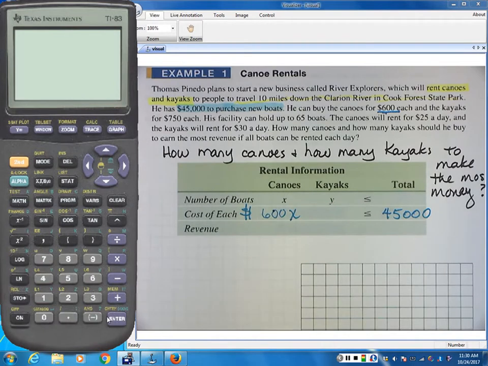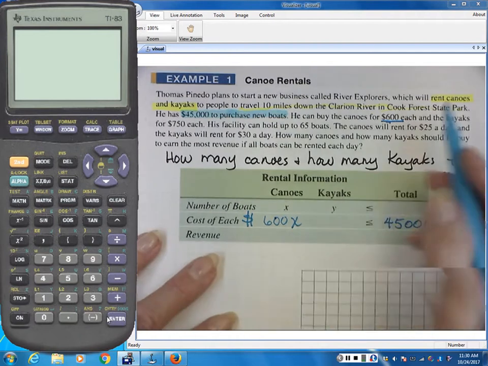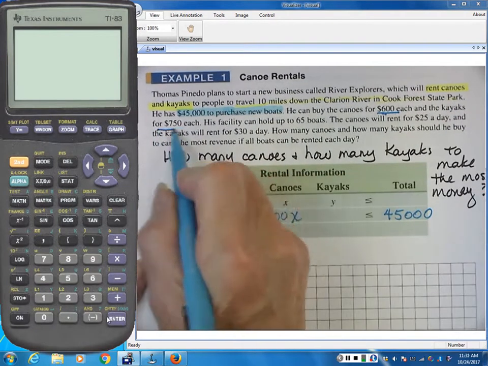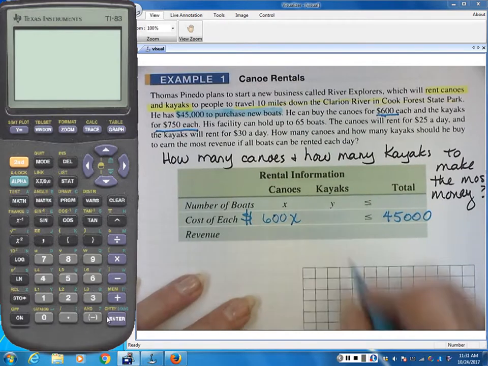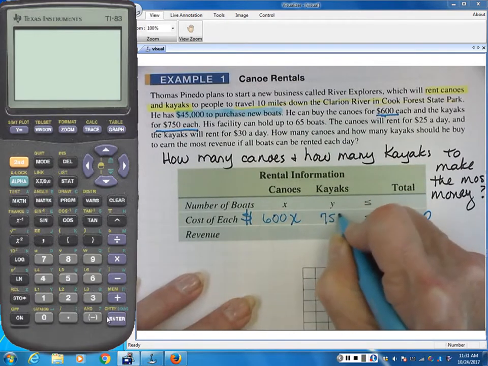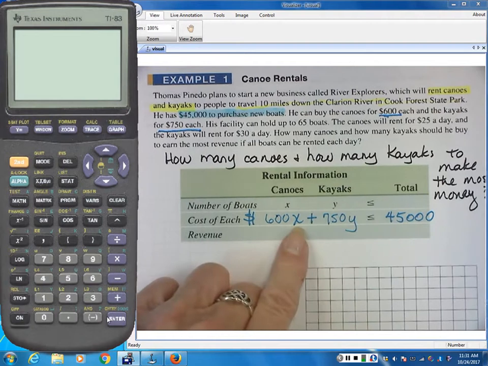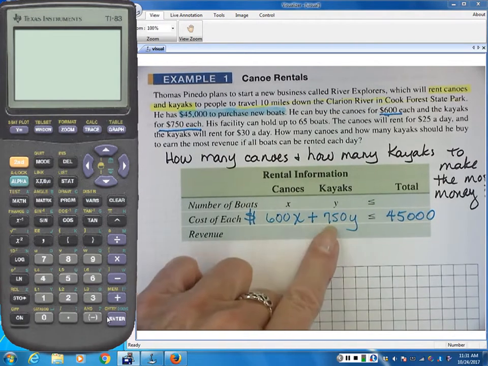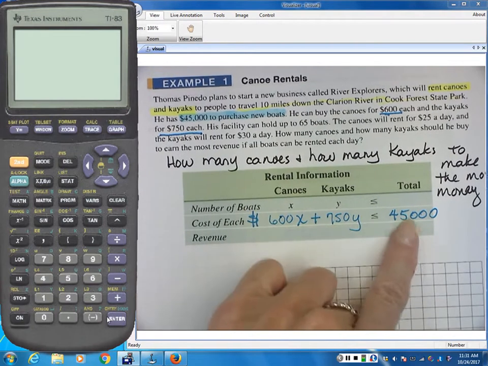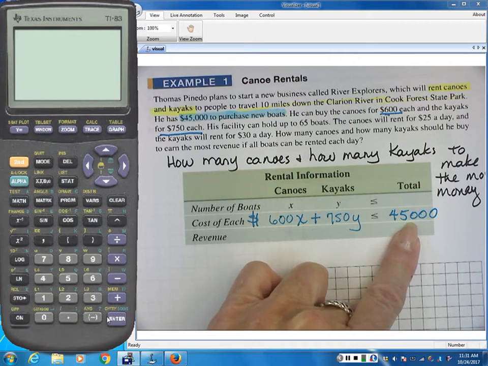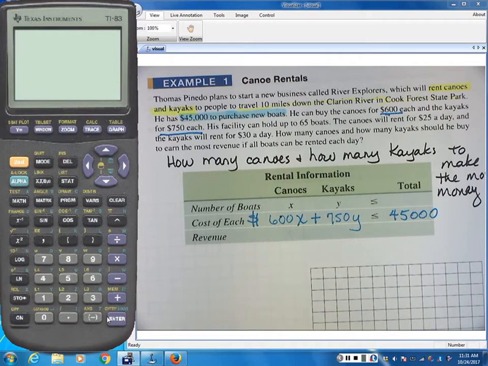Well, he has to pay $600 for them. That's the selling price, so he has to buy them for $600 each. And the kayaks, he has to pay $750 each. So when you add $600 for every canoe and $750 for every kayak, he has to stay below that constraint of $45,000. You're out of money, Jack. You can't spend anymore. You're done.